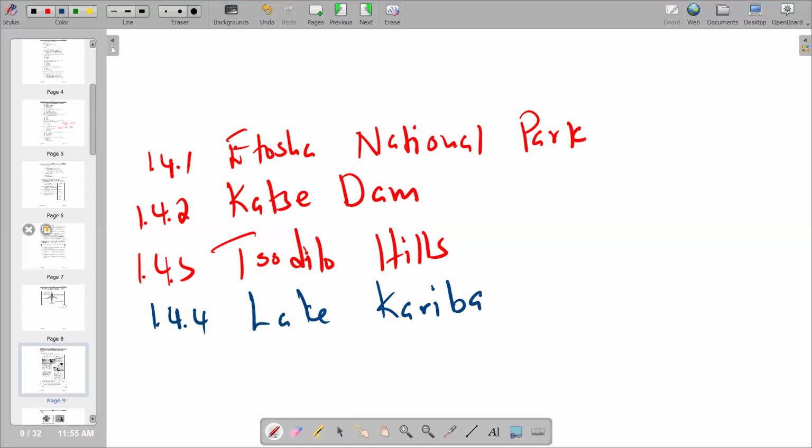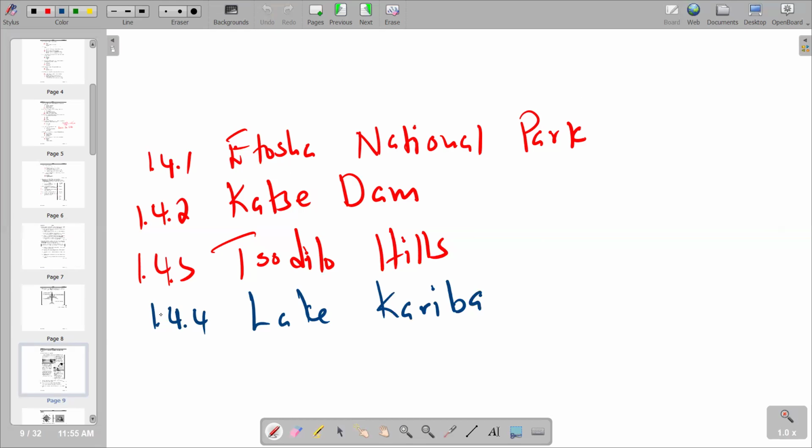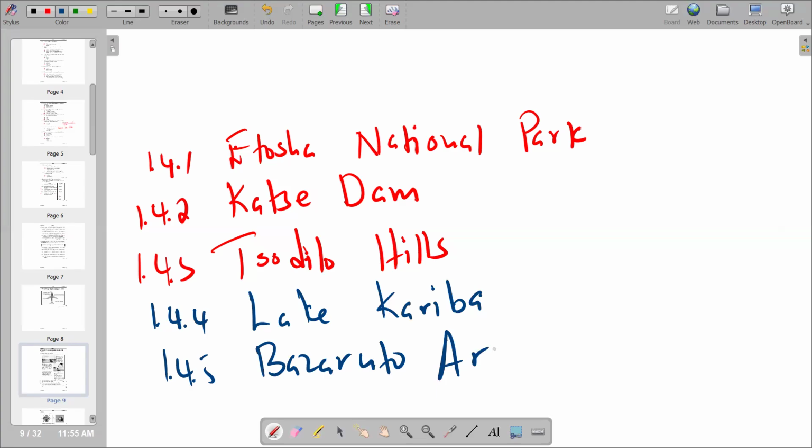Then we go to the next one, 1.4.5, a luxury tropical holiday destination located off the south coast of Mozambique is the Bazaruto Archipelago. So this is what we have on 1.4.5.